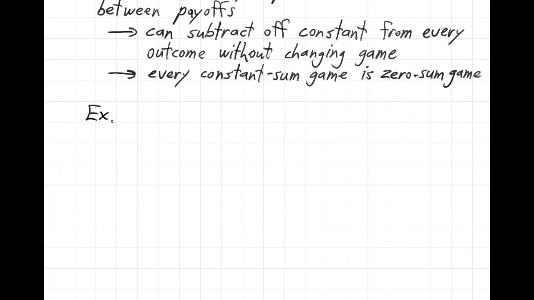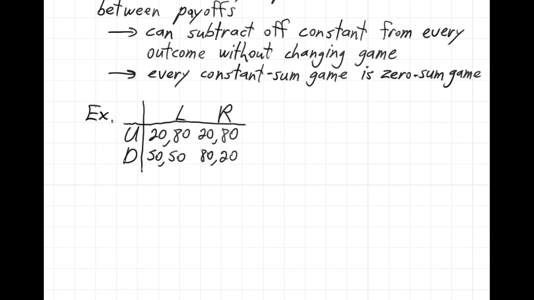Let's say we have 2 players. The row player plays U and D. The column player plays L or R. And let's say the payoffs are like this. 20, 80. Let's say again 20, 80. How about 50, 50, and 80, 20. You'll notice that this is a constant sum game.